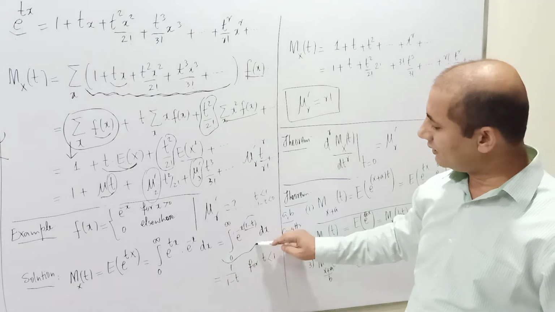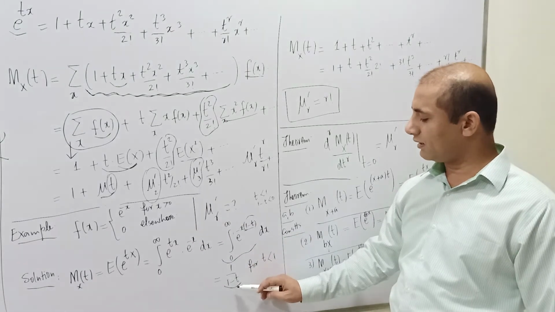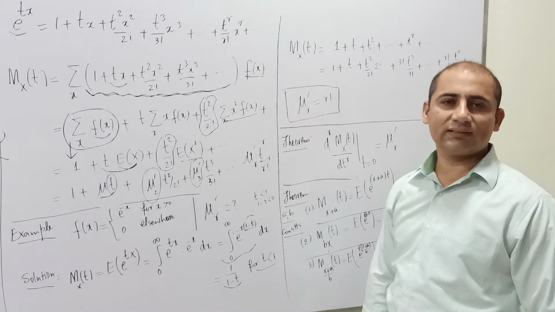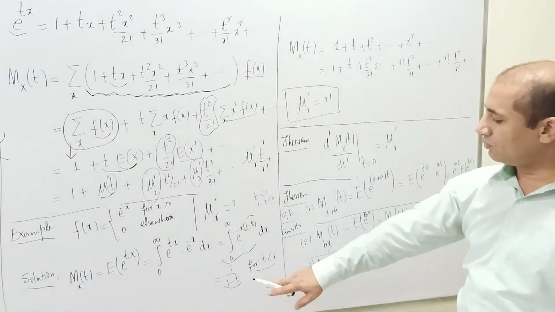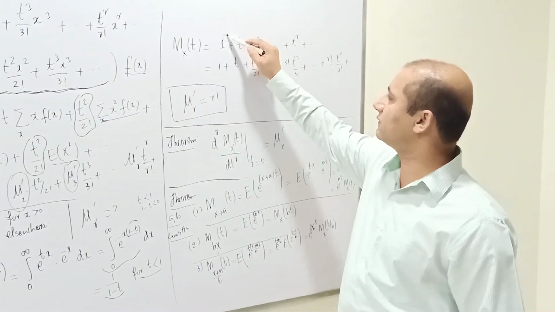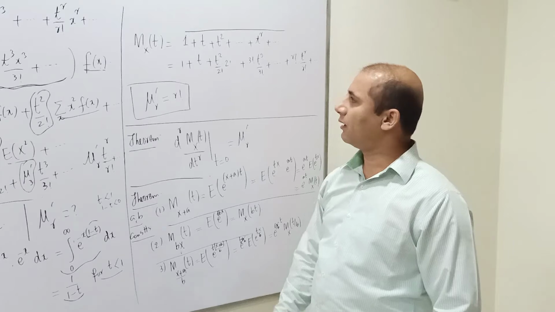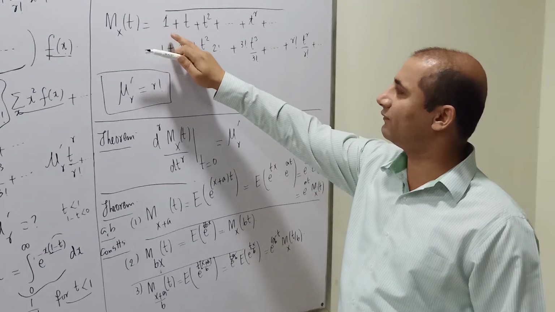And this integral, when we integrate it and put these values, is 1 over 1 minus t, and this is true for those values of t which are less than 1. And now this 1 over 1 minus t, you know that it is equal to this series, and you sometimes call it the binomial series. Other times you give it different names.